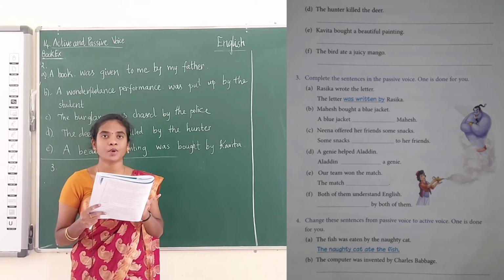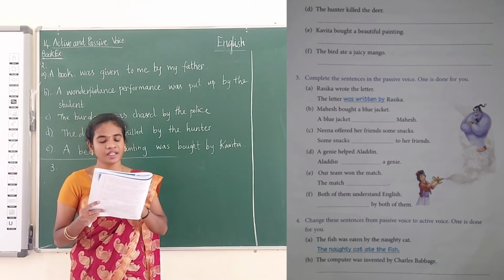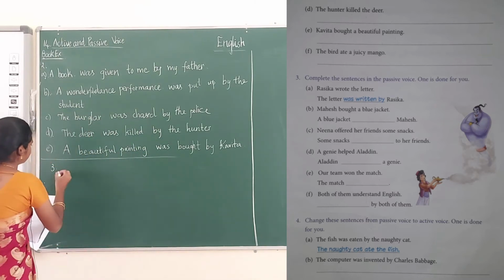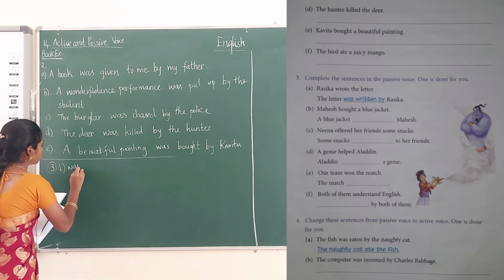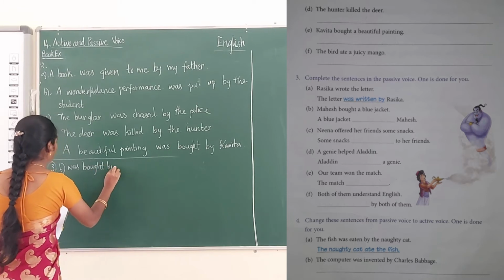Here bought is the past tense. So we are writing was. Then we are writing the V3 form. Next we are writing by. So the answer is was bought by. Okay.